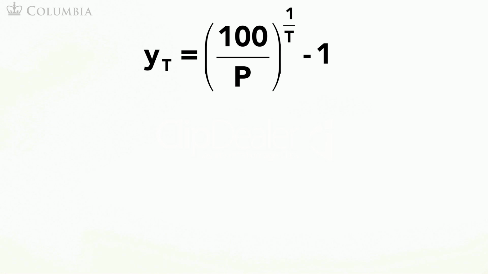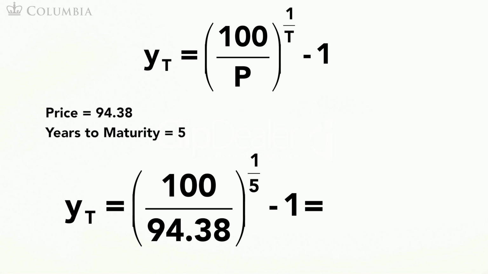Calculate the yield to maturity of a strip with maturity of 5 years that is currently trading at $94.38. To find the yield, note that in this example P is 94.38 and T is 5. Plug these values into the equation and you obtain that the yield is 1.16%.